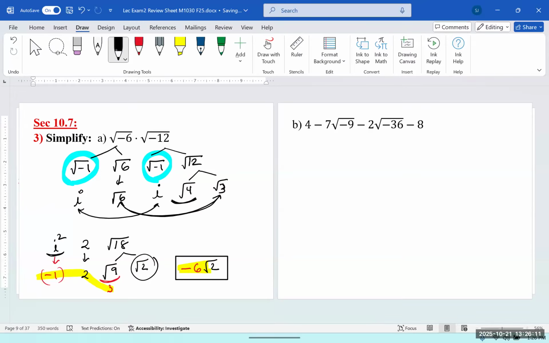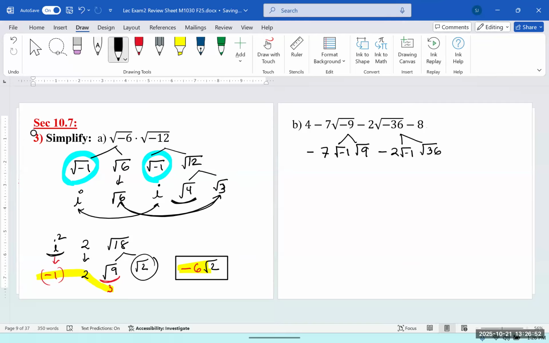Similar concept. We have 4, so we leave it. Then we have 7, we leave it. But how about 9? What do we do? Square root of -1 and square root of +9. Then -2. And we do the same thing for -36. Square root of -1, square root of +36. -8.